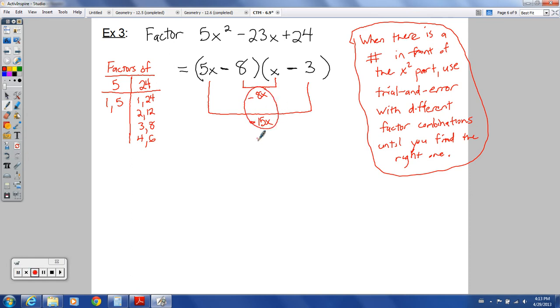These two things are going to add to negative 23x, just like we expected that it should. If you multiply negative 8 times negative 3, you get positive 24. If you multiply 5x times x, you'll get 5x squared. So if you FOIL it back out, you can check your answer and you get the right thing. So let's make a little note under there in our different color. We can check this, at least mentally, with FOIL.